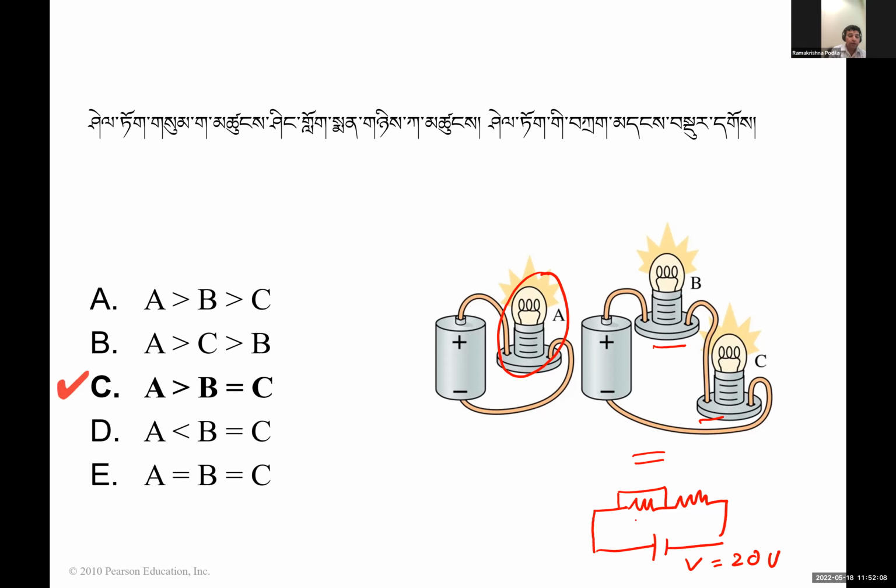If this is 20 volts, right? What would be, this is R and this is R, let's say. So how much would be across each of these?